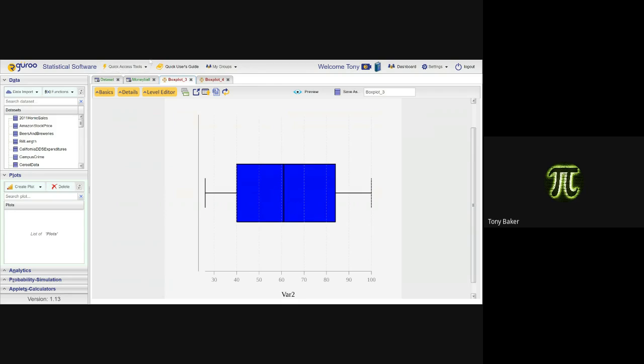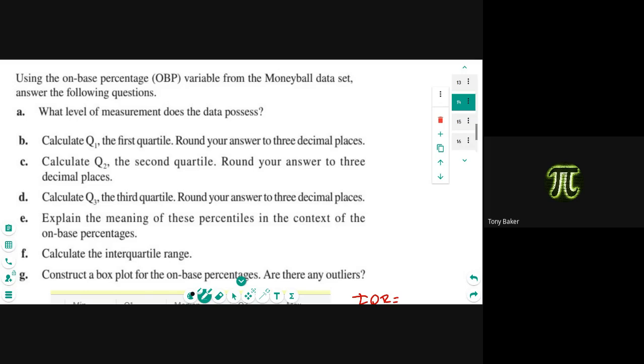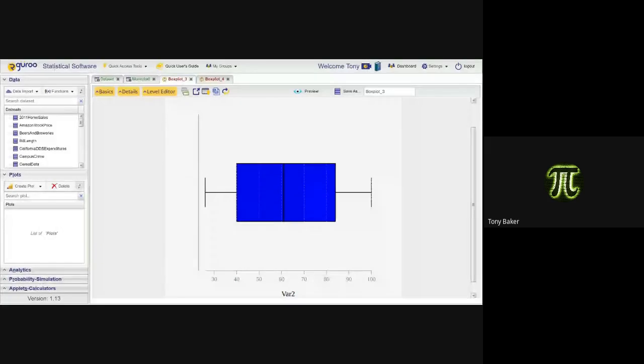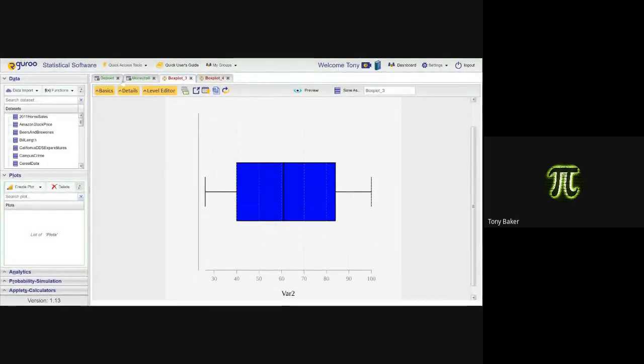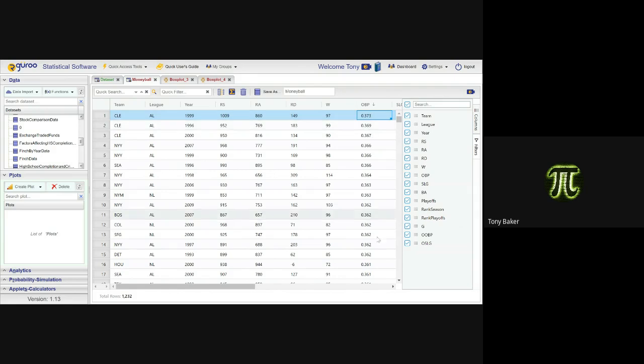The next problem we're going to look at. So this one, they're giving you the data set. This data set actually has 1,232 data points in it. You are not doing this out by hand. This one you have to use Rugo for. In your data set over here, you can look, all these are options of different data sets. So this one's called Moneyball. It's all about baseball, and we're looking at the on-base percentage. We're looking at this column right over here.